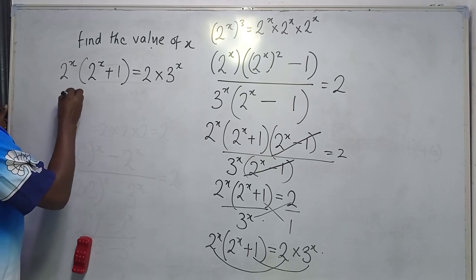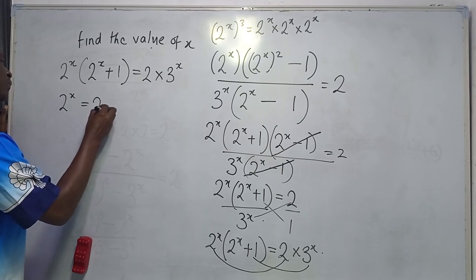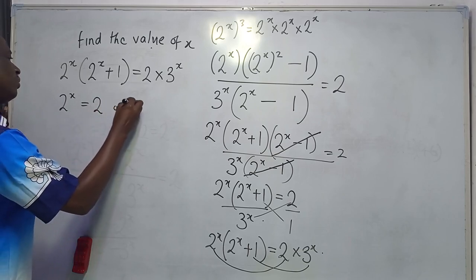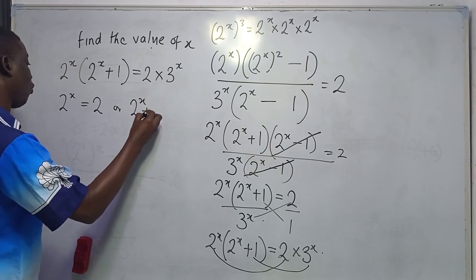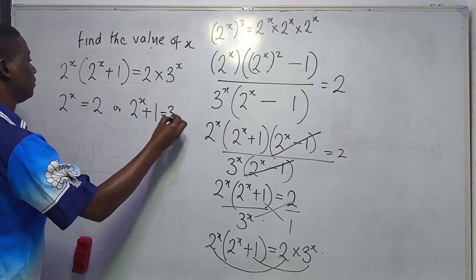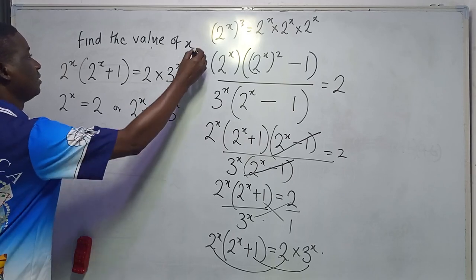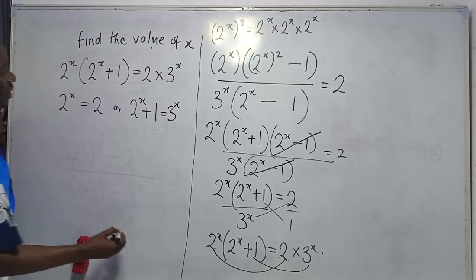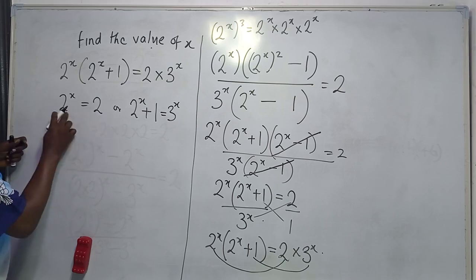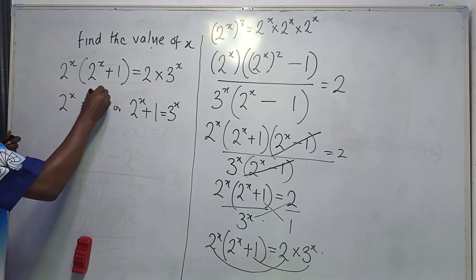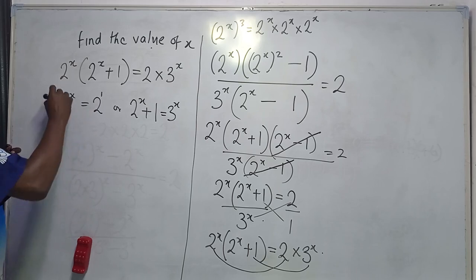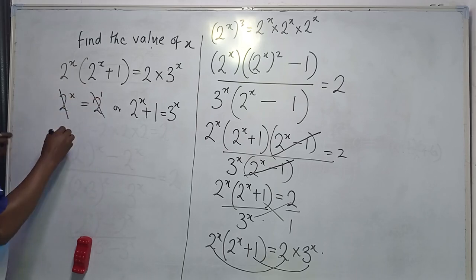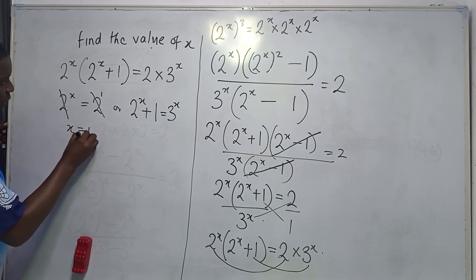Now, having gotten that, we compare. 2 raised by x equal to 2, or 2 raised by x plus 1 equal to 3 raised by x. Now, if you compare these two, what is the value of x? Bases are now equal. What do we do? This one will cancel this. So what I would have is x equal to 1.